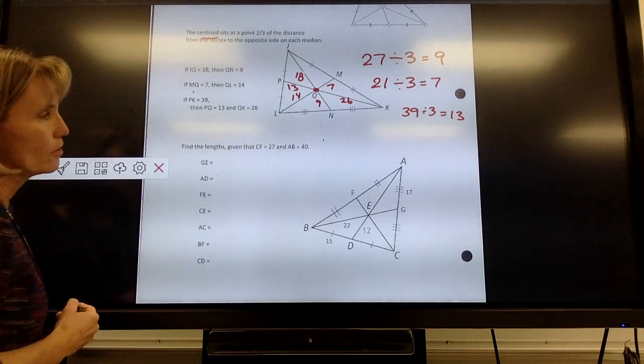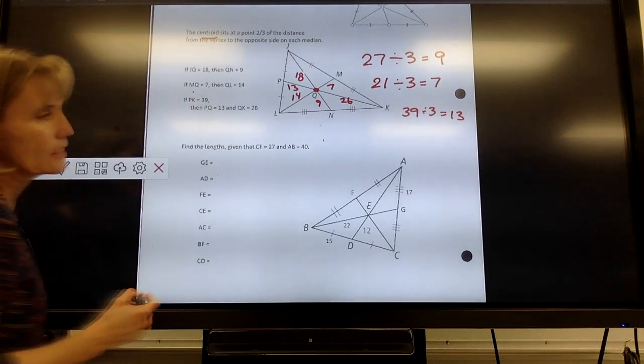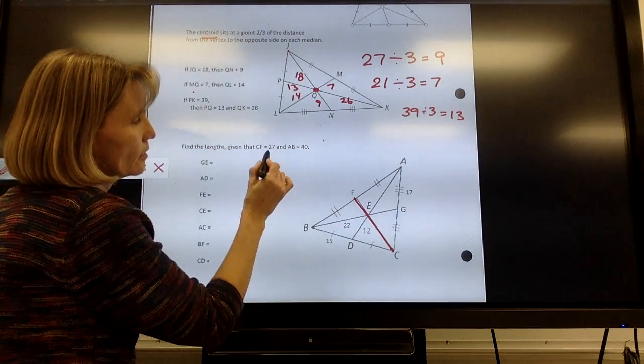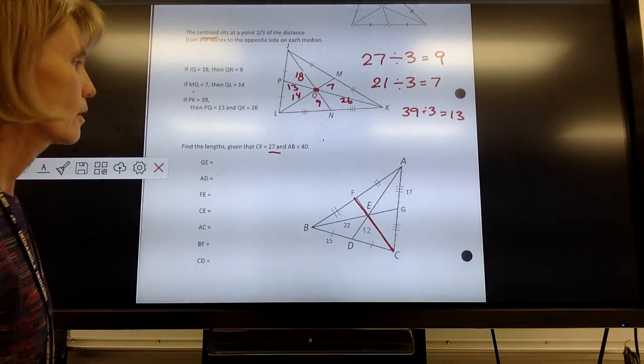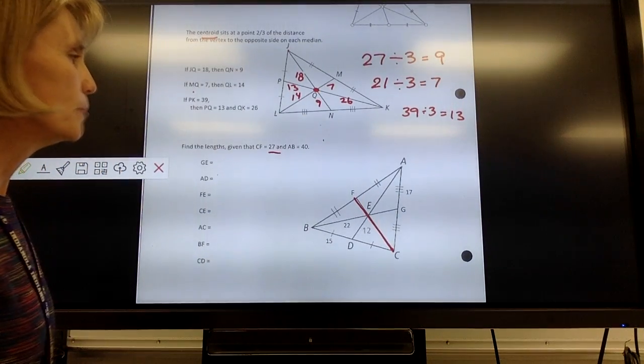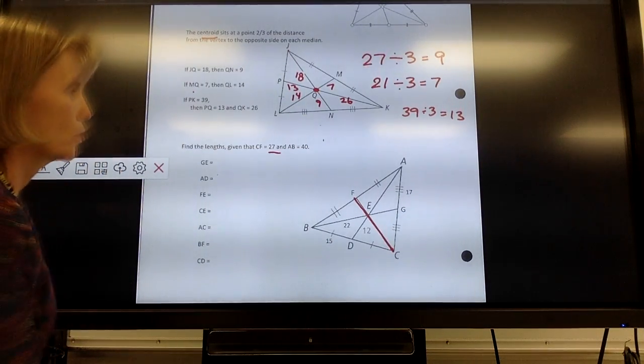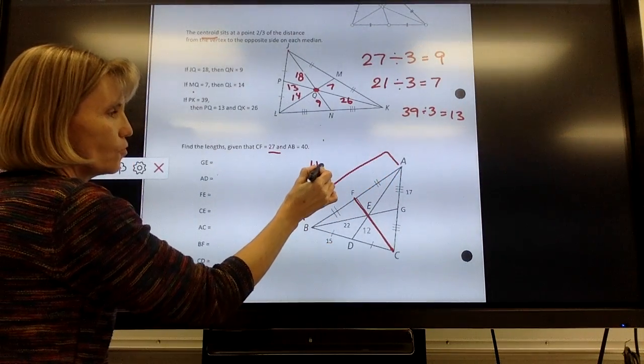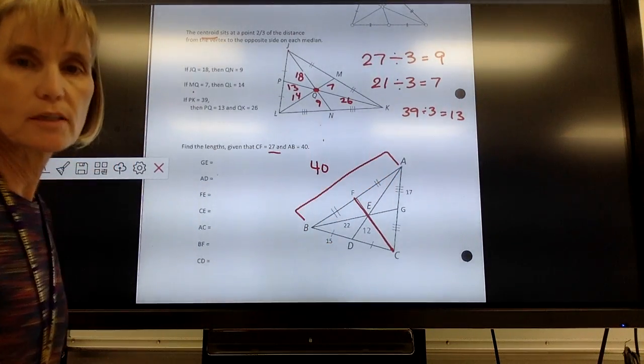So it says down here, we're going to find the lengths. Given that CF, so from C to F, is 27, and from A to B is 40. So this whole distance from A down to B is 40. Can we figure out the rest of the pieces?